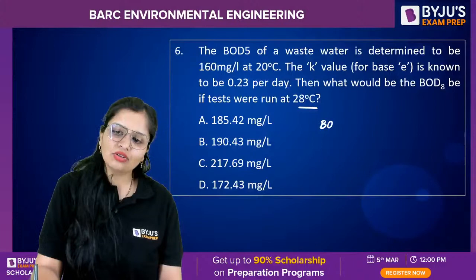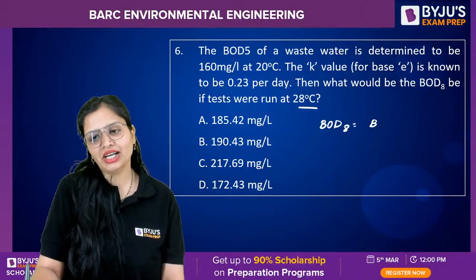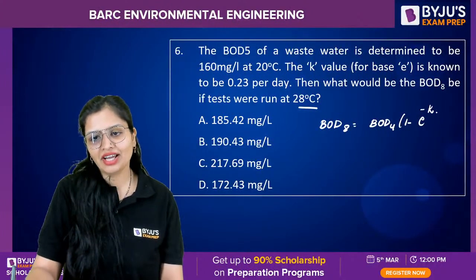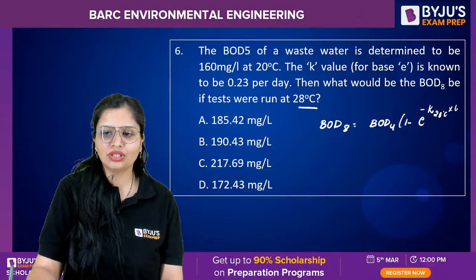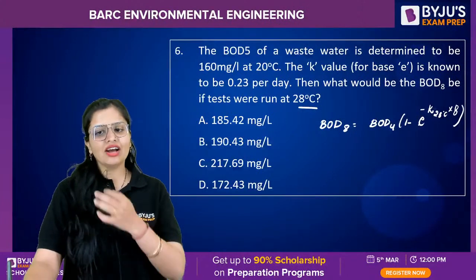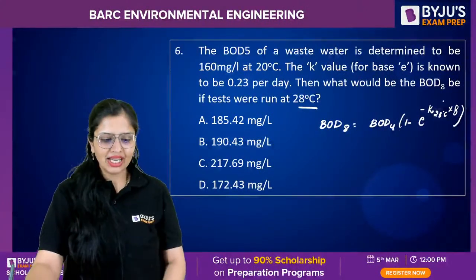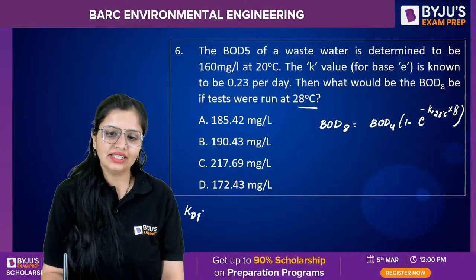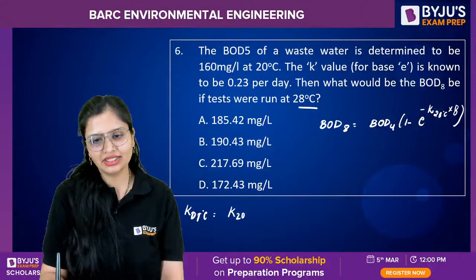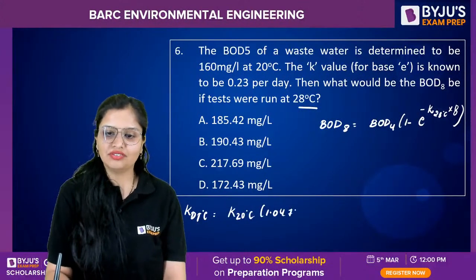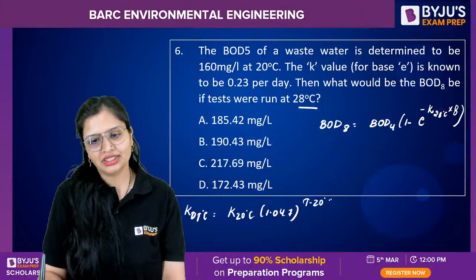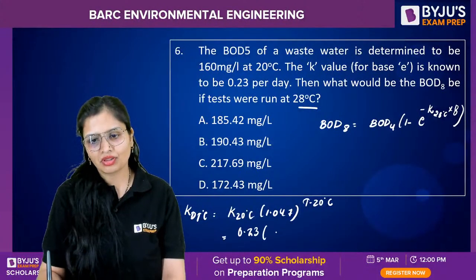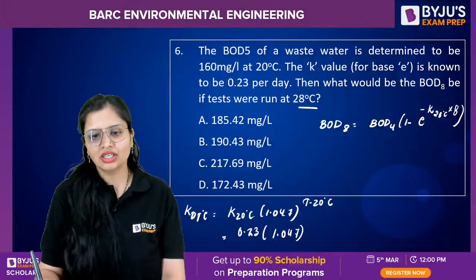So if you want to calculate BOD 8 days, this will be BOD ultimate times 1 minus e to the power minus k value at 28 degrees Celsius into time. Time is 8 days. So first you have to calculate two things: ultimate BOD and k at 28 degrees Celsius. So you should know that k at T degrees Celsius will be k20 times 1.047 to the power T minus 20. So k20 will be 0.23 times 1.047.